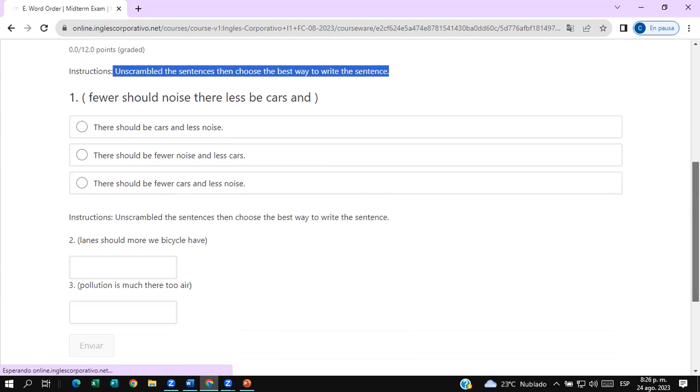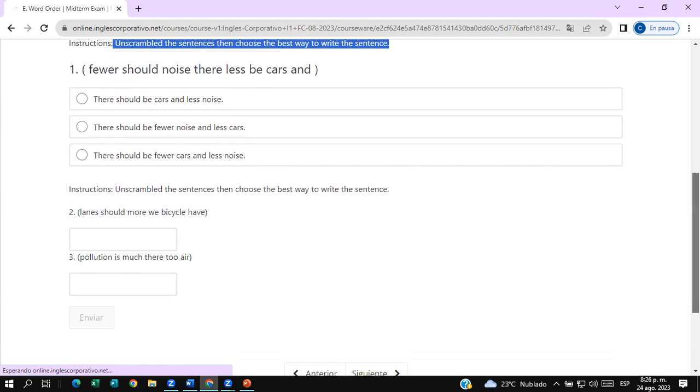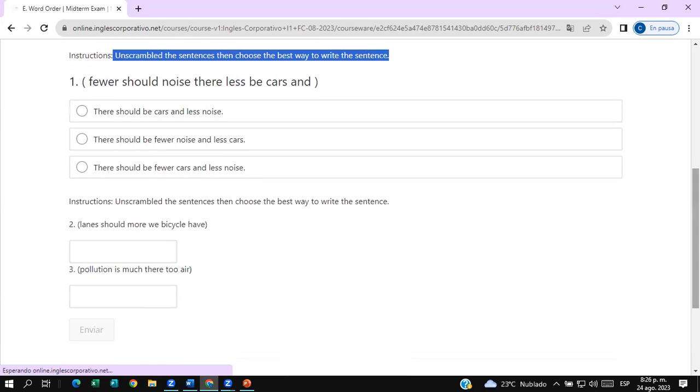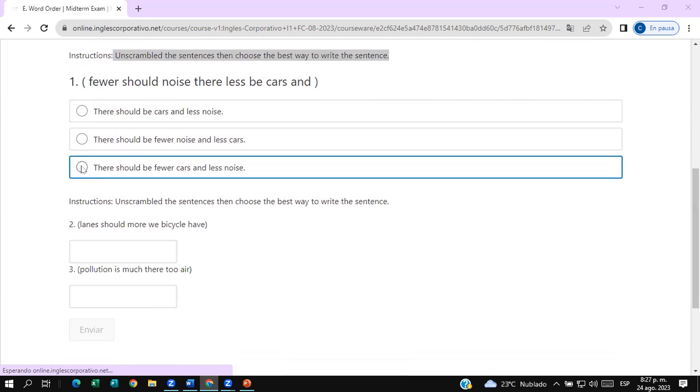And it says, unscramble the sentence, then choose the best way to write sentences. Okay, who's ready for the first one? It says, fewer, noise, there, less, big, cars, and, but you need to put it in order. Me, teacher. The number three, there should be fewer cars and less noise. Less noise in this case. All right. And the last one.